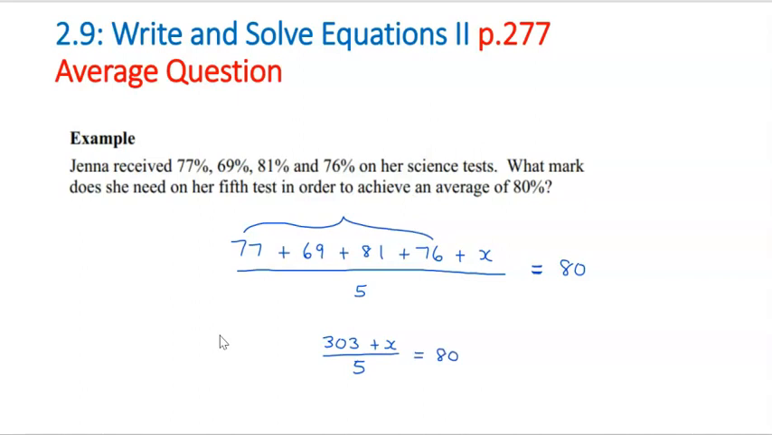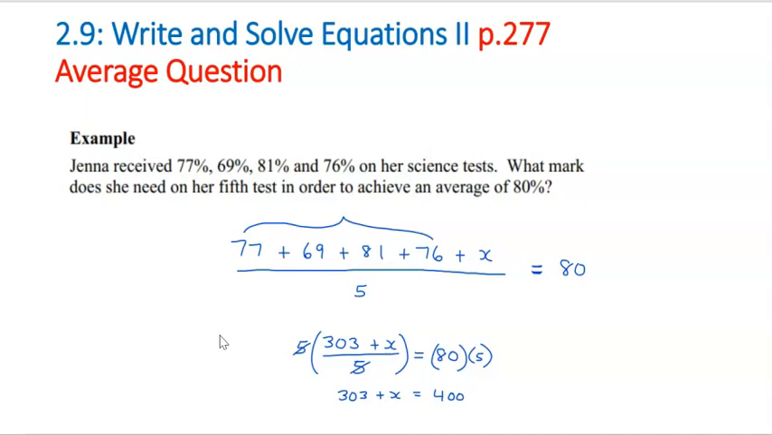We've been at this kind of equation before. We only have one denominator, so our lowest common denominator is 5. So we can clear this fraction by multiplication by 5 to both terms of the equation. That will cancel out the denominator on the left-hand side. And that will give us 303 plus x is equal to 80 times 5, which is 400.